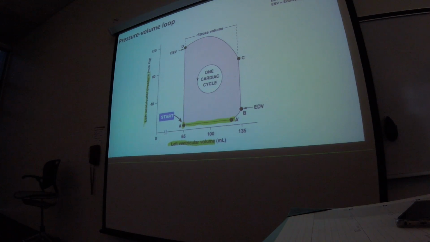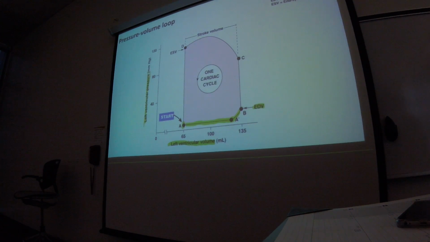Then from A prime to B, we have atrial systole. So the extra 20% of blood volume gets pumped in there. And at the end of this point at B, we have something called EDV. That's the end diastolic volume. So this is the end of what we call ventricular diastole. And at the very end, whatever that volume is, we call that end diastolic volume.